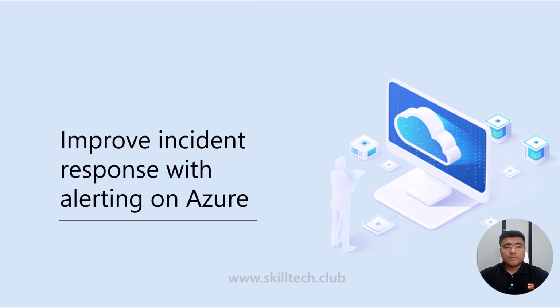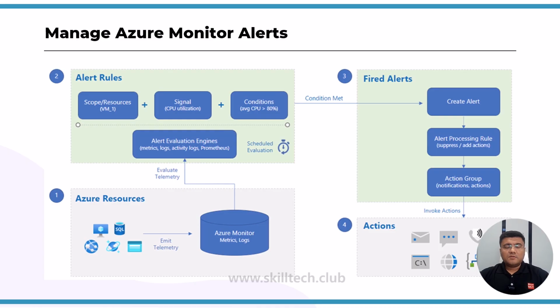Now let's talk about improving incident response with alerting on Azure. This diagram shows you a step-by-step process of how you're going to manage Azure Monitor alerts. As you can see in step number 1, we have different kinds of Azure resources and we are continuously going to monitor and collect the logs. Once you have this, you associate it with the resources and then configure one or more alert rules.